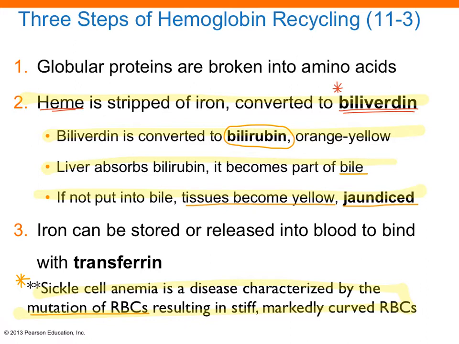Sickle cell anemia is a disease characterized by the mutation of the red blood cells, resulting in stiff, markedly curved red blood cells.